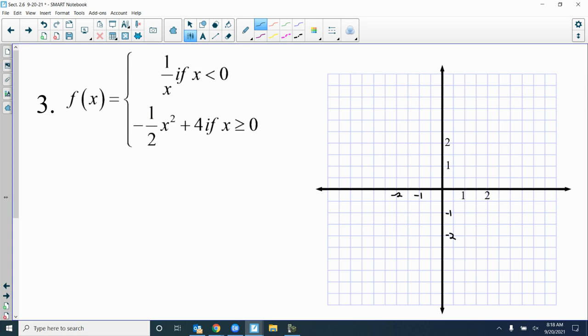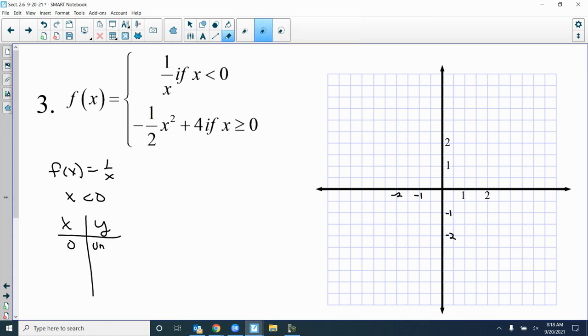Okay. So 1 over x, but we're only going to do x is less than 0. So f of x equals 1 over x, x is less than 0. Include 0 in what I'm doing. So if I include 0, 1 divided by 0 is undefined. Doesn't exist there. Undefined. Okay, so there's no point there. But what's negative 1? What's 1 divided by negative 1? It is negative 1. What is 1 divided by negative 2? Negative 1/2.